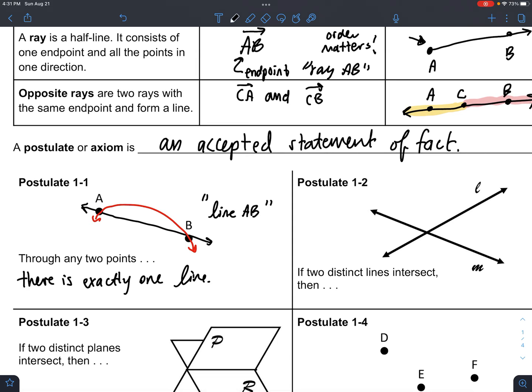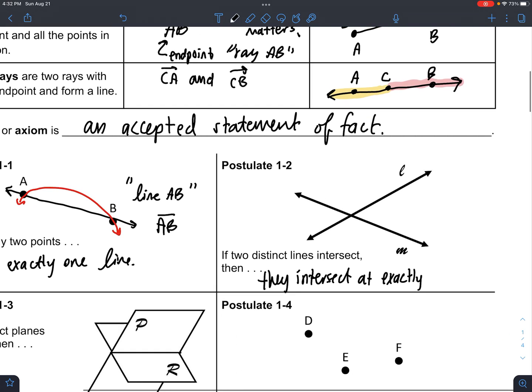The next postulate has 2 lines, and it says if 2 distinct, which means different, lines intersect, then they intersect, sorry, this was B, they intersect at exactly 1 point. Okay, and this is called a conditional statement. It's an if-then.